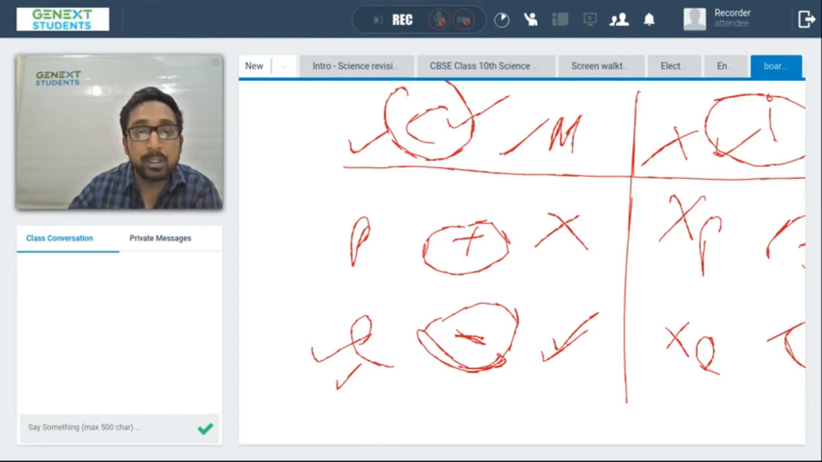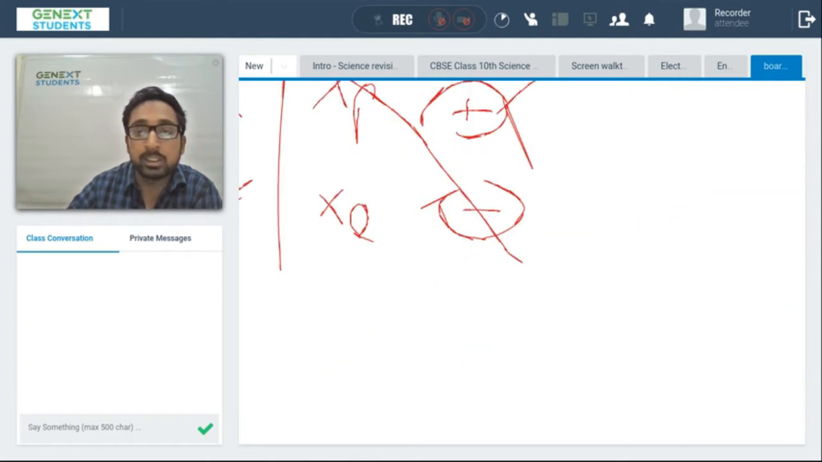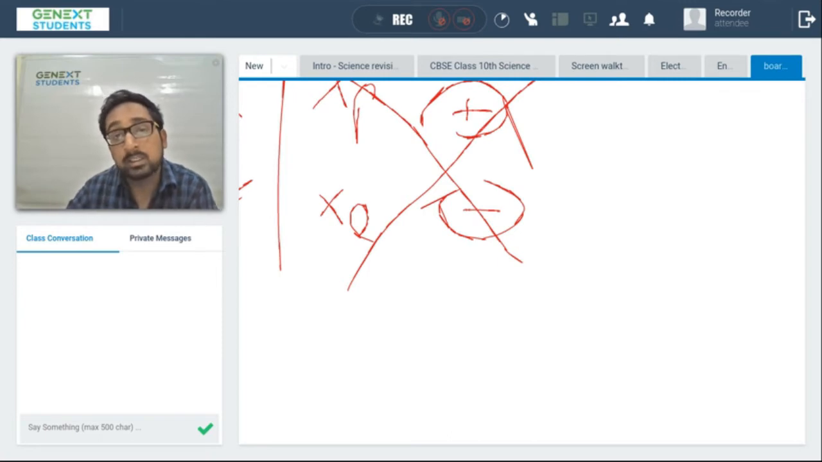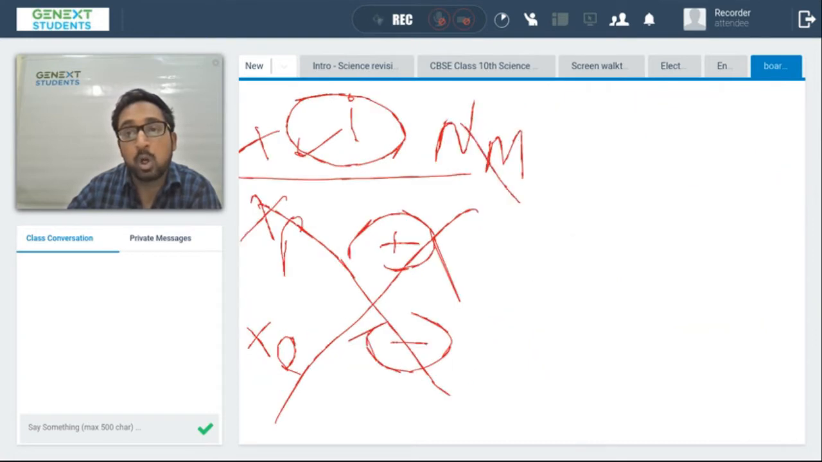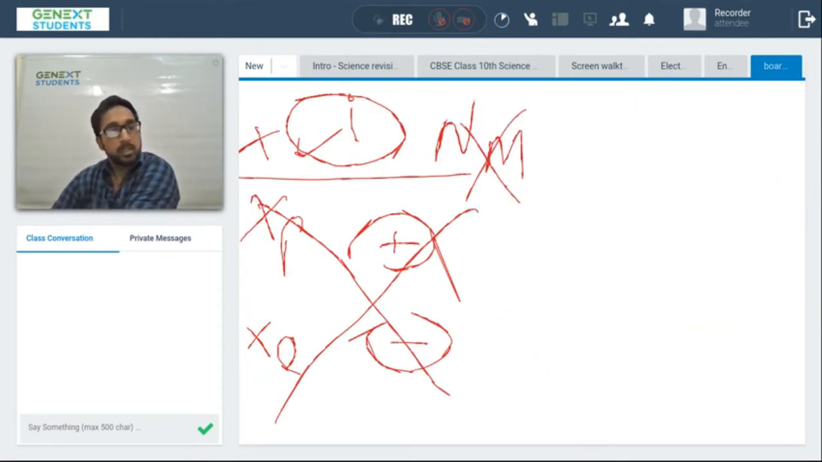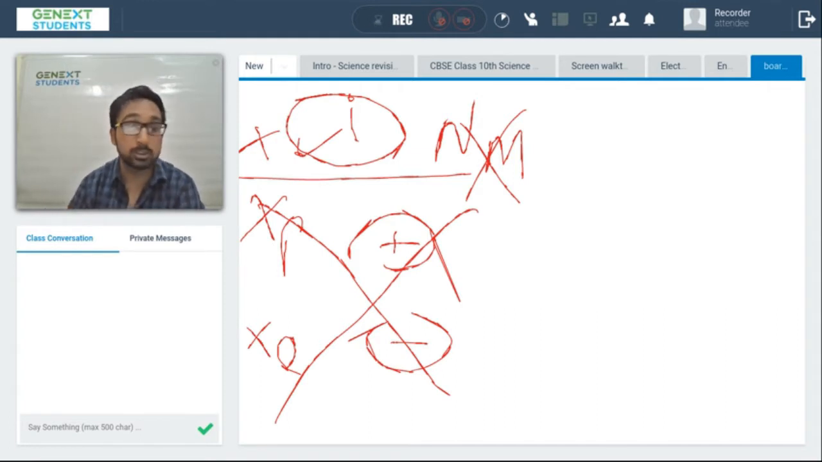Why? Because every metal has a tendency to move the electrons, whereas non-metals do not have the tendency to move the electrons. Therefore, that is the basic difference. Metals conduct electricity, whereas non-metals do not conduct electricity. Getting it? I'm talking about the motion of electrons.